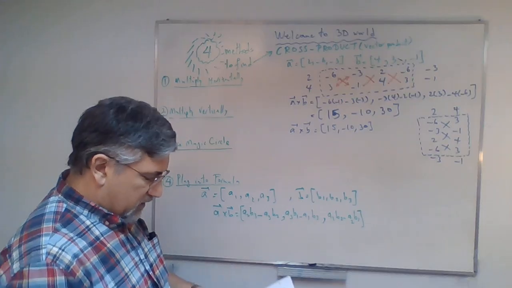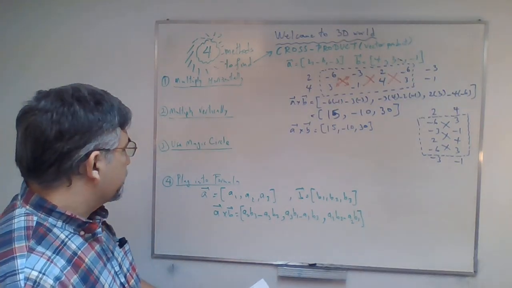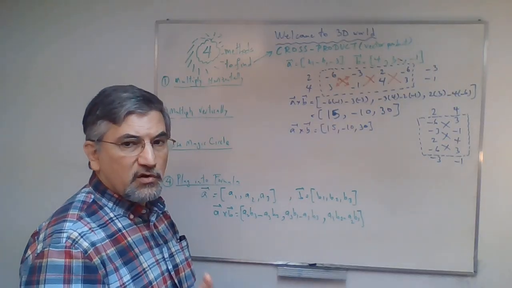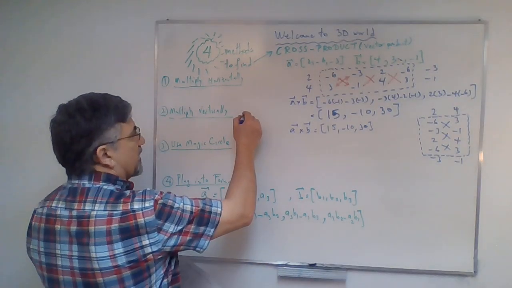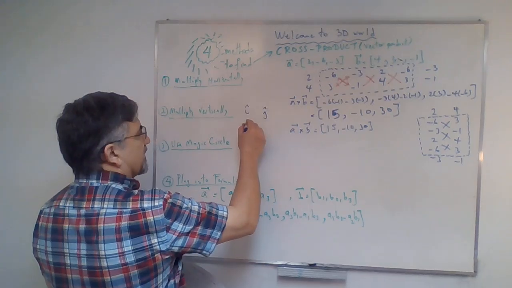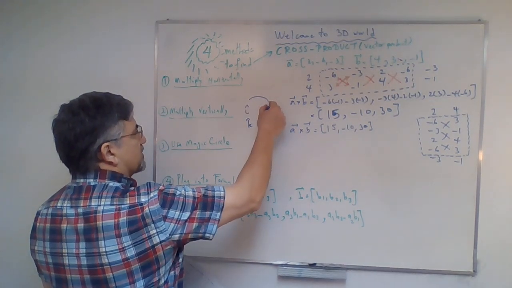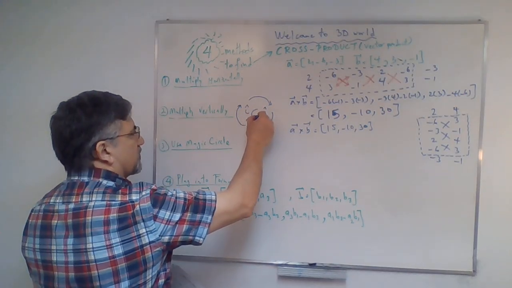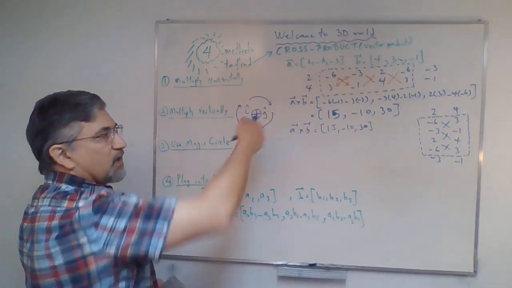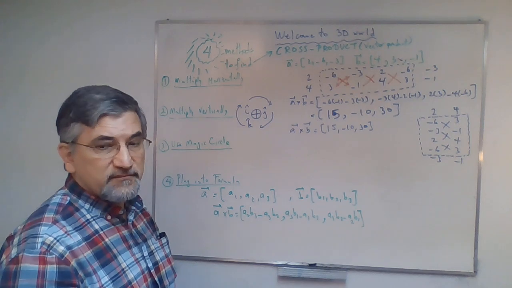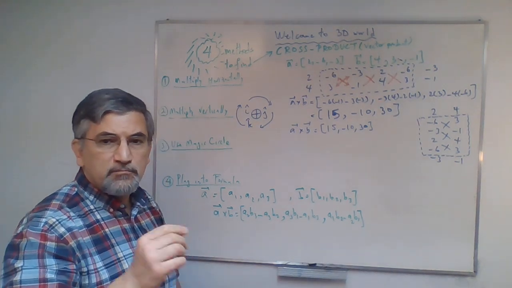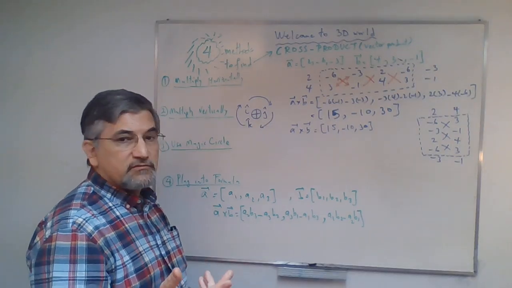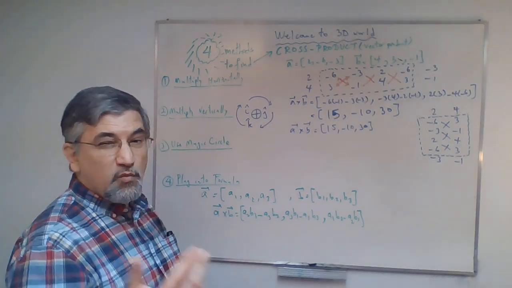A third way is by using the so-called magic circle, which is basically using the unit vectors along the x, y, z axis. So imagine if you have i hat, j hat and k hat. So if we consider a circle like this, what is i hat cross j hat? You know that i, j, k are all mutually perpendicular vectors. So sine of theta, which is sine of 90 degrees, would be 1.